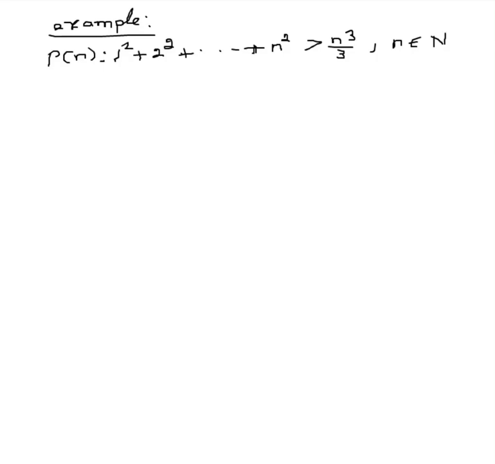Example 7. Again, this has an inequality. The given statement is 1 square plus 2 square plus etc. plus n square greater than n cube by 3, where n belongs to capital N. Now p of 1 will be, this is again a series, p of 1 will have only the first term, greater than 1 cube by 3. Yeah, it is true. So p of 1 is true.